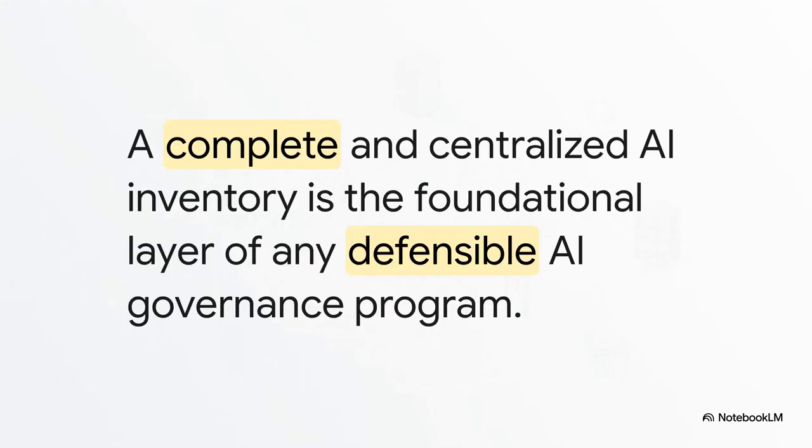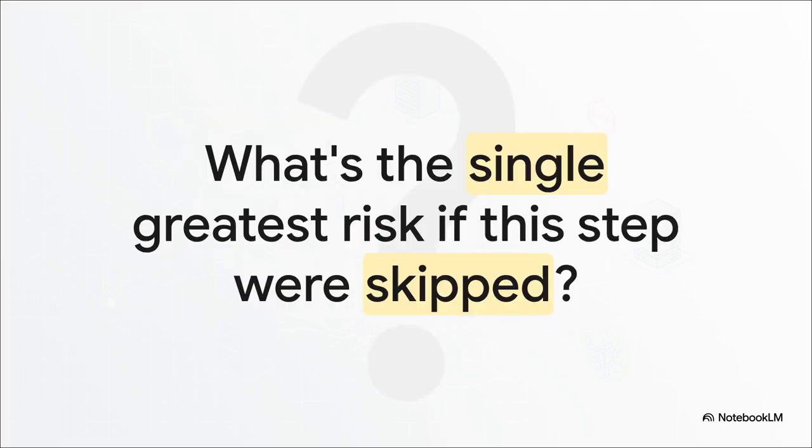So what is the single key takeaway from all of this? It's this. A complete and centralized AI inventory is the foundational layer of any defensible AI governance program. Without this visibility, without this master list, any attempt you make at compliance is, frankly, just guesswork. Now, I want you to take a moment and just reflect. In your own organization, what is the single greatest risk you could face, financially, legally, reputationally, if this entire inventory step were skipped? This is a really crucial question to think about as you move forward.